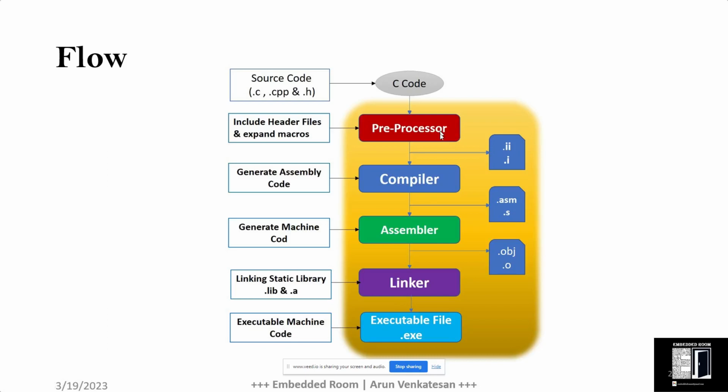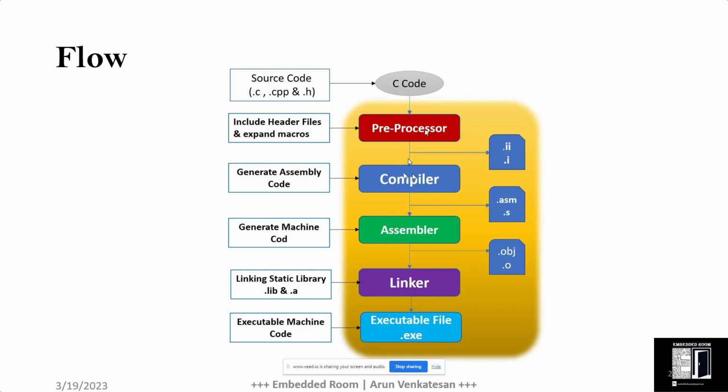The preprocessor is the first step. Here, the input is your code and the output is in .i format. The preprocessor expands the macros and header files. The next step is the compiler. For the compiler, the input is the .i file and the output is the .s file. Here it generates the assembly code as the output of the compiler.